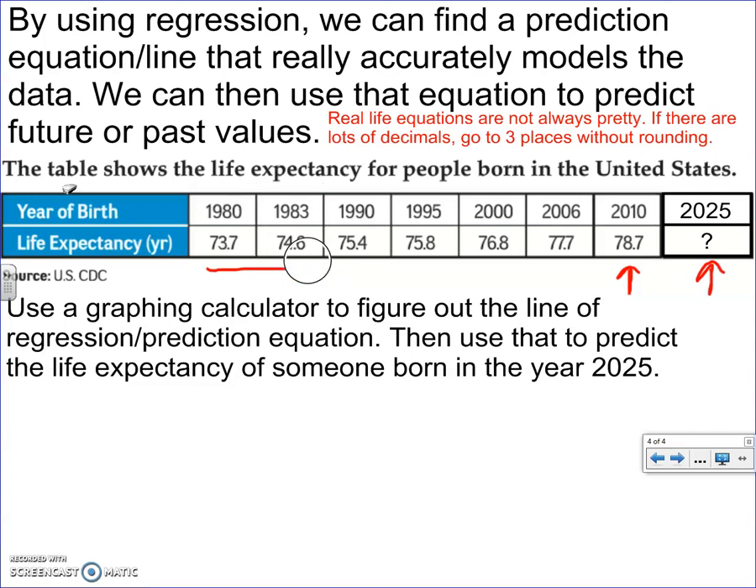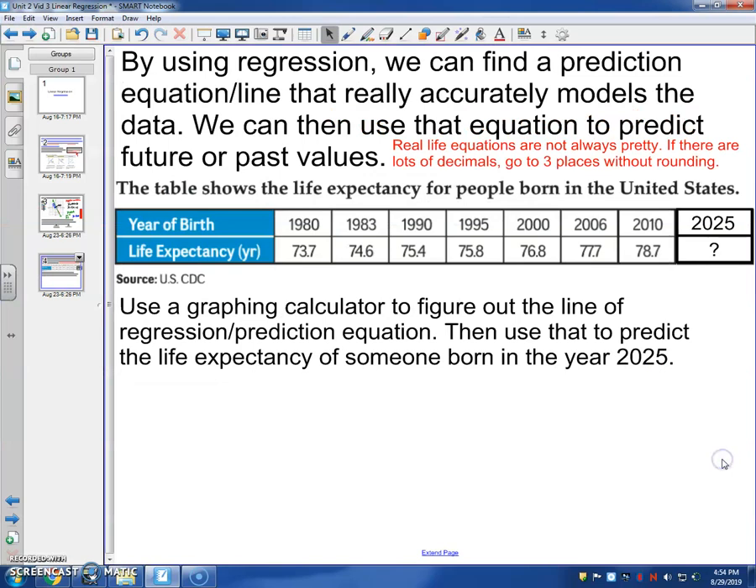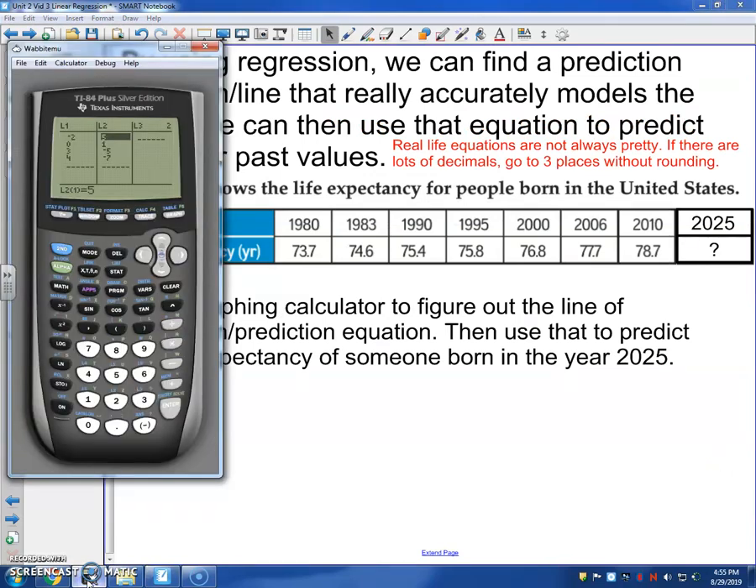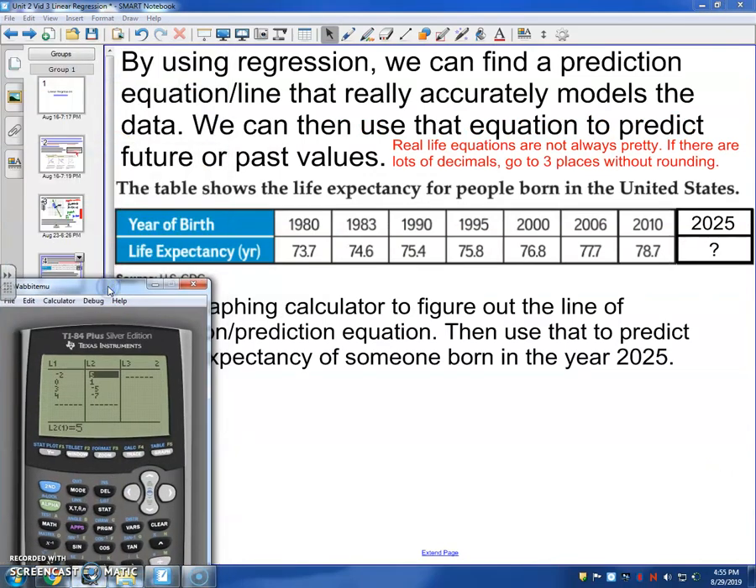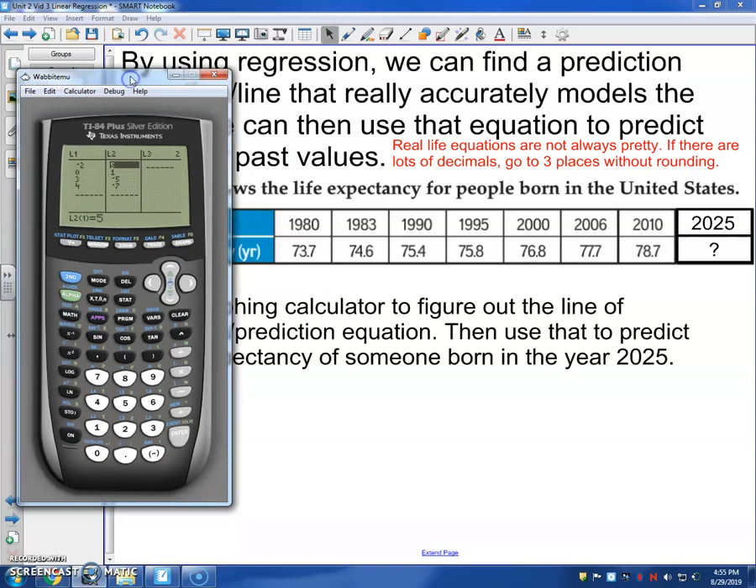So first, let's put this in the calculator. Now notice my year of birth, the first column, that's giving my L1. The life expectancy, that's the y's, the second column. Now to clear, don't delete. Delete's bad. If you delete, it'll disappear forever until you reset your calculator. Just go up to L1, press clear, and press down. Press clear, and then press down.